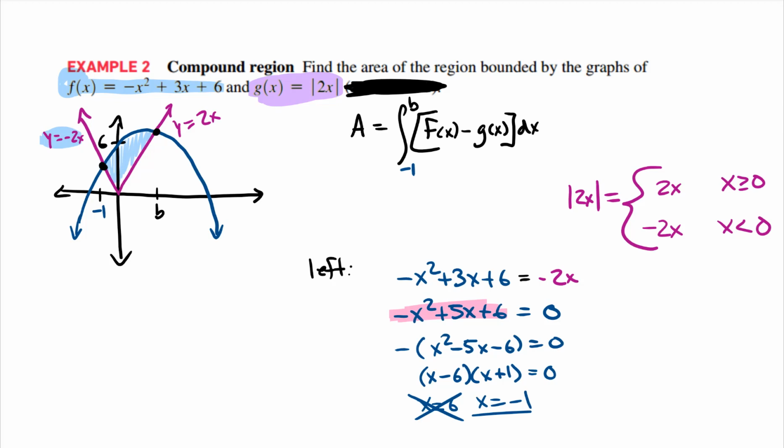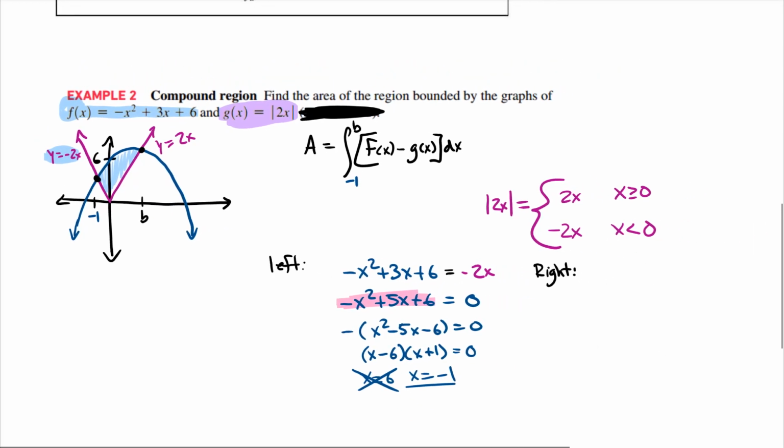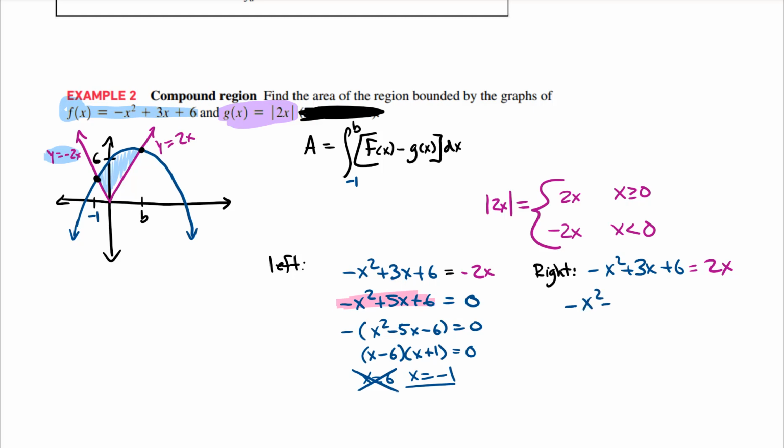Now we're going to need to look at our right-hand side, and that's going to be with a positive 2x. So we take our negative x squared plus 3x plus 6, and set it equal to positive 2x. Now let's move everything over to one side and set it equal to 0. We subtract that out. We get a positive x plus 6 is equal to 0. I'm going to leave that there once again because there are some things you might notice. I don't know, just throwing it out there.